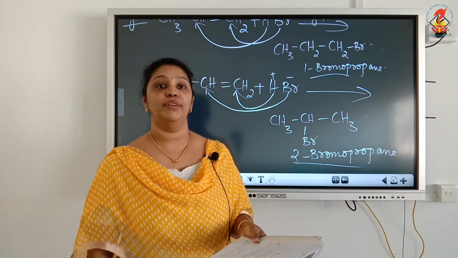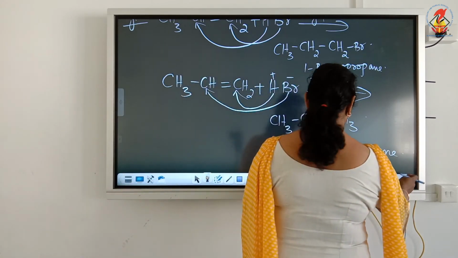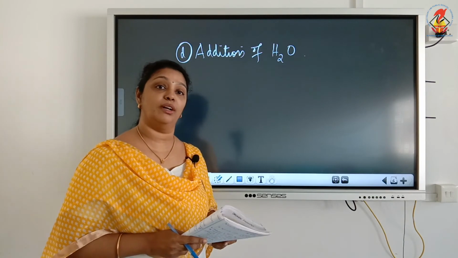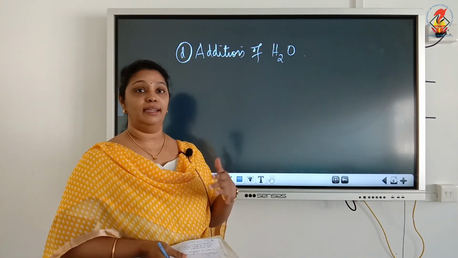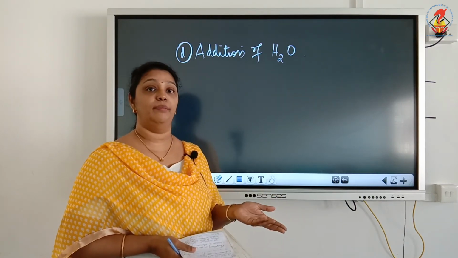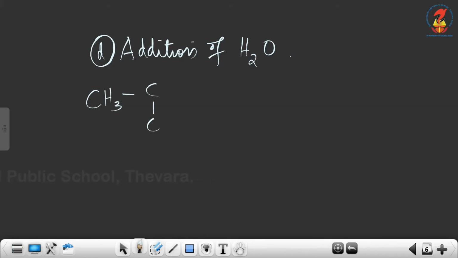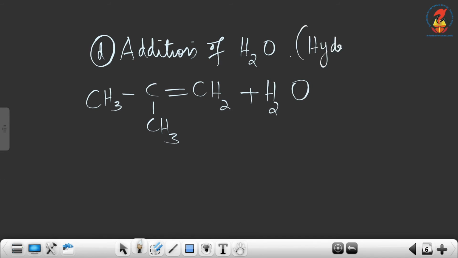Now, the next example of addition reaction is addition of water. Now I'll write an example. If it's an unsymmetrical alkene, addition takes place according to Markovnikov's rule. If it's a symmetrical alkene, the positive and negative ions can be added to either carbon of the C double bond C. So I'm going to give an example: CH3, C, CH3 double bond CH2 plus H2O. Addition of water is also called hydration of alkene, and the product formed is alcohol.